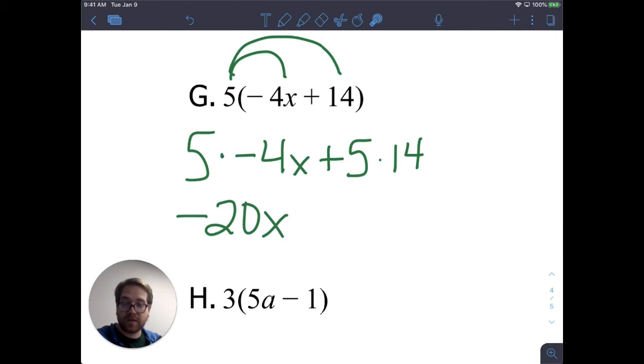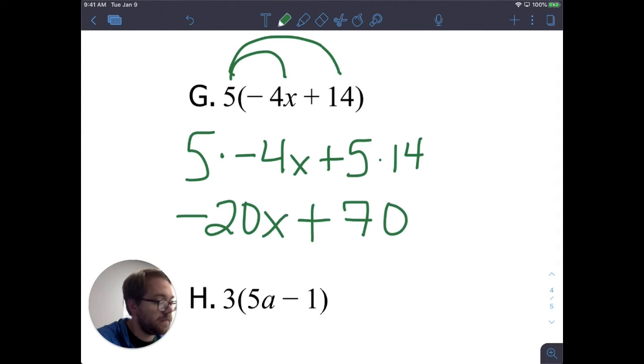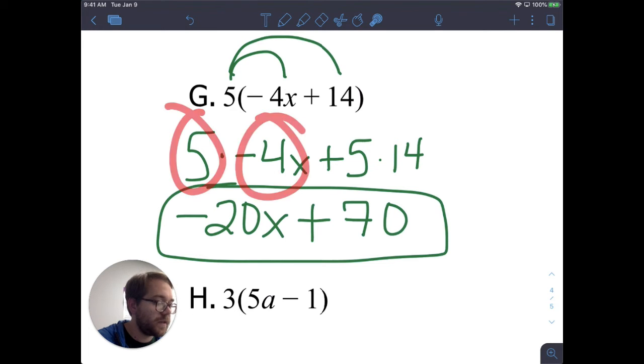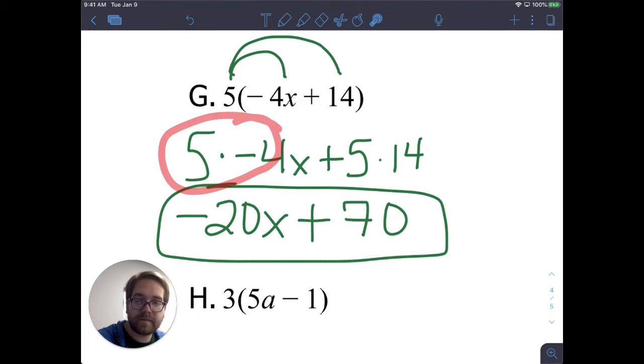Remember, 5 times negative 4 is negative 20. And if you aren't sure of the negative, make sure to use your calculator. And then 5 times 14 is 70. So this would be my final answer. Nothing more I can combine there. So make sure to pay attention to your signs here, and when multiplying a number with a number and a variable, you can just multiply the numbers together.